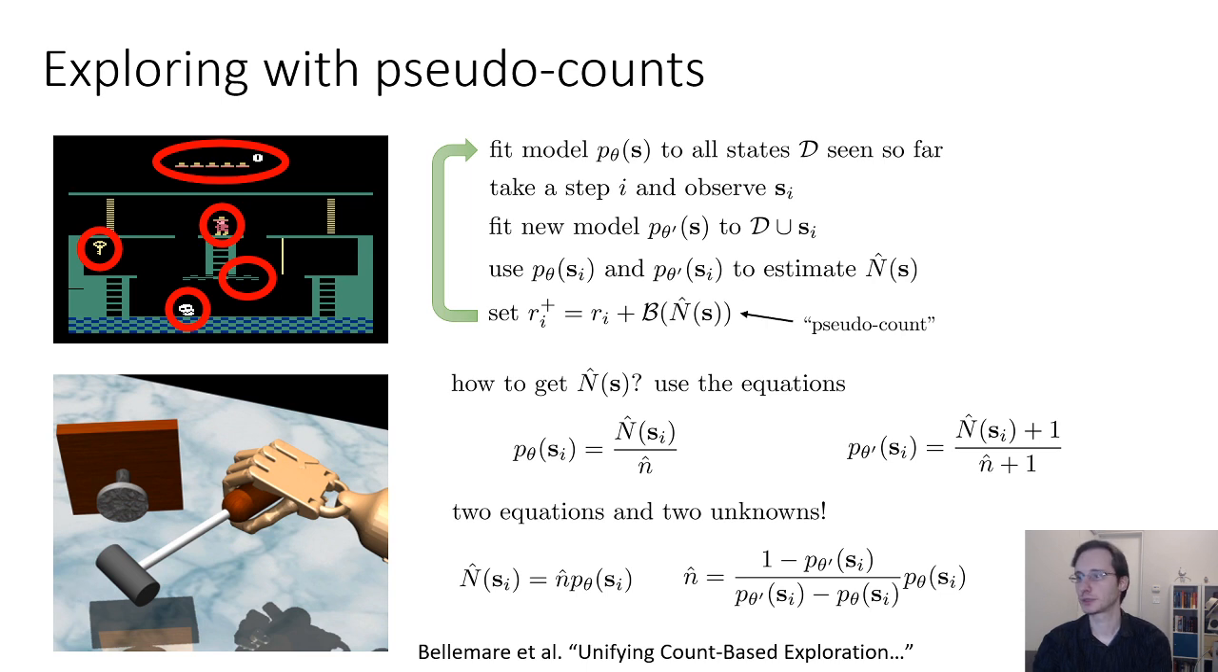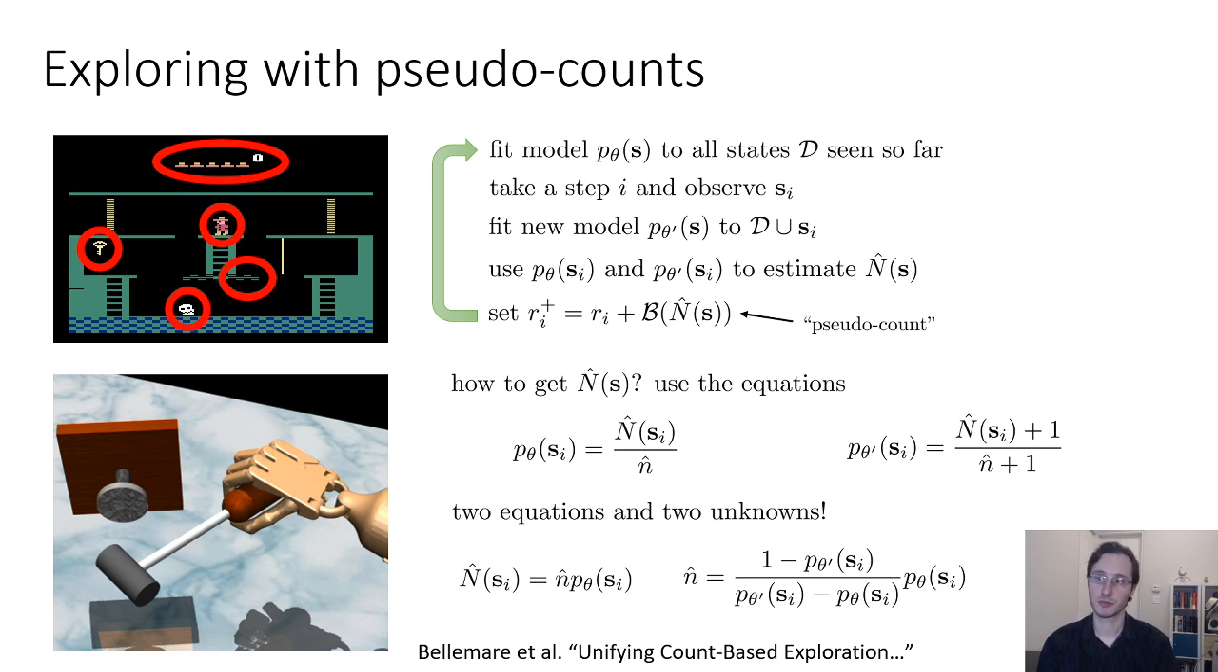And if you manipulate the algebra, you can solve for n hat and find that it's equal to 1 over p theta prime of s divided by p theta prime of s minus p theta of s, and that whole thing multiplied by p theta of s. It's a little bit of an opaque expression, but it's pretty easy to solve for it. You basically take that expression for N hat of s, substitute it in place of N hat of s in the top two equations, so then you get two equations that are both expressed in terms of little n hat, and then you solve them for little n hat, and you get the solution at the bottom.